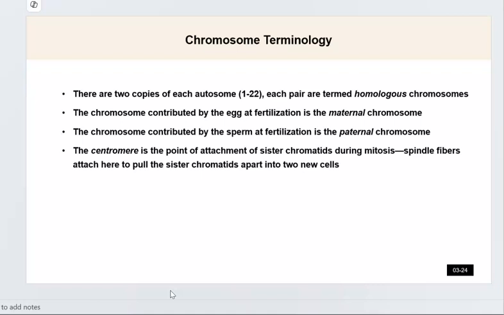Each chromosome has a centromere, a region that will become the connection point between sister chromatids during mitosis. And remember, the centromere is the point of attachment where, during mitosis, the spindle fibers attach to pull them apart into 2 new cells.